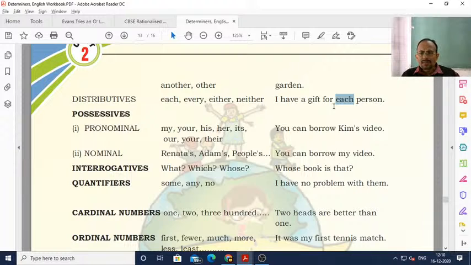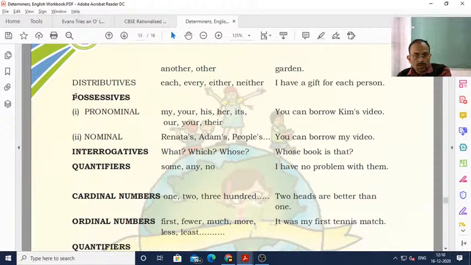Understood? So there are several differences between determiners and adjectives, but for your concept, I have told you. And then see possessives also, as I told you, his, her. Pronominal means the possessives that are made from pronouns, and nominal means those possessives which are made from nouns. Like my, your, his, her, its, our, your, their. You can borrow Kim's video.